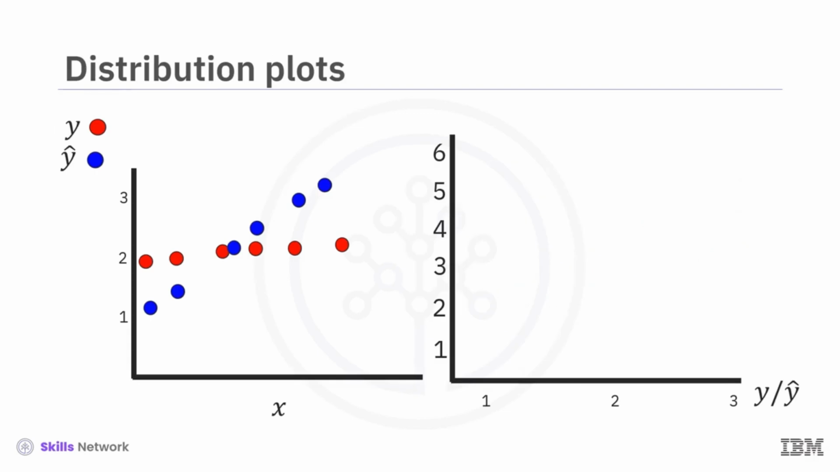A distribution plot counts the predicted value versus the actual value. These plots are extremely useful for visualizing models with more than one independent variable or feature. Let's look at a simplified example.